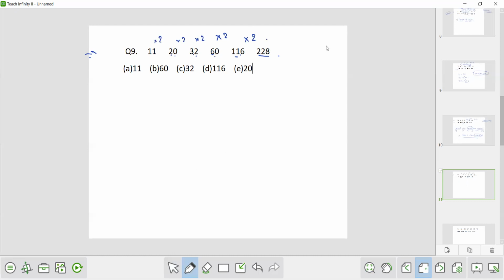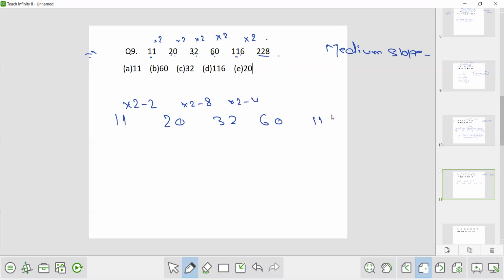Okay, so this is a concept on medium slope. Now we will start from the smaller number, 11 and 20. How will you reach here? 11 into 2, that is 22, minus 2. Okay. Then 20 and 32, into 2 minus 8. Then 32 and 60, into 2 minus 4. Then 60 and 116, into 2 minus 4. Then 116 and 228, into 2 minus 4.